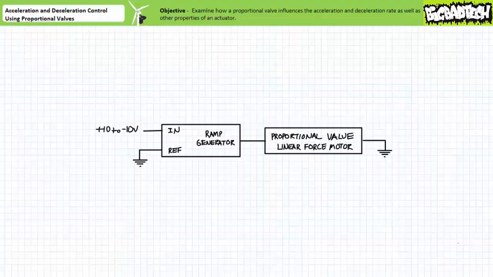When the input is disconnected, the output drops from positive 10 volts to 0 volts over the course of 5 seconds. Similarly, if this single ramp generator has negative 10 volts applied to its input and is set to 5 seconds, its output goes to negative 10 volts over the course of 5 seconds. When this input is disconnected, the output goes from negative 10 volts to 0 volts over the course of 5 seconds.